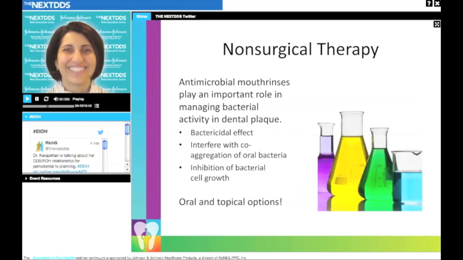The only time I will prescribe an antimicrobial mouthwash is after surgical treatment because I do not want the patient to be brushing around an area where I have performed surgery, where there's an open wound and there's sutures in the area. So very rarely do I use an antimicrobial mouth rinse during the non-surgical phase. Now there are some patients who will require it, but for the most part I do not prescribe antimicrobial rinses.